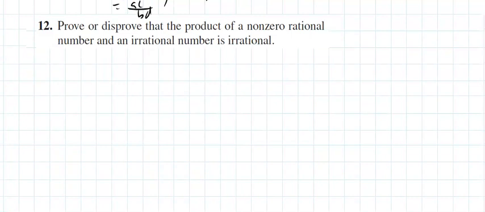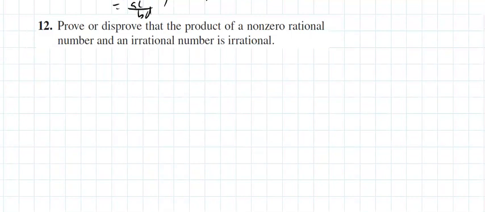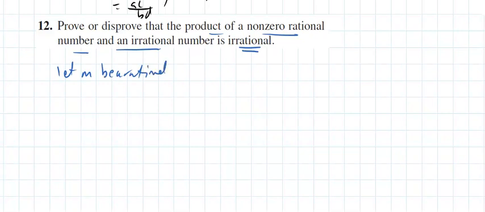Prove or disprove. So here they're asking, is it or is it not? The product of a non-zero rational number and an irrational number is irrational. So they're saying prove or disprove. Well, let's see. Let M be a rational number and N be an irrational number.